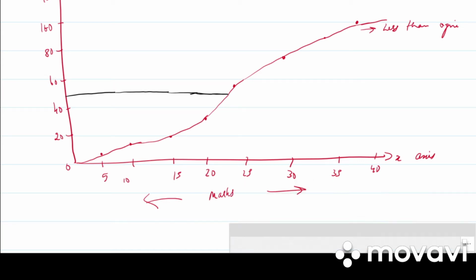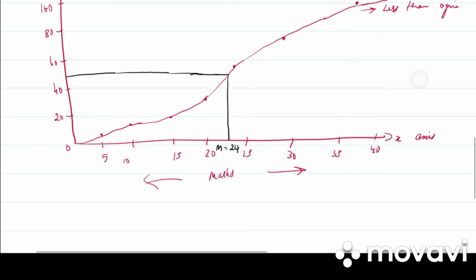Till this line, and after that we need to draw the perpendicular straight line and find out the median. In the graph sheet you would be getting a very clear picture of what the median will be. So here the median is equal to 24. In the graph sheet you will be having lines, so it is easy for you all to calculate the median.